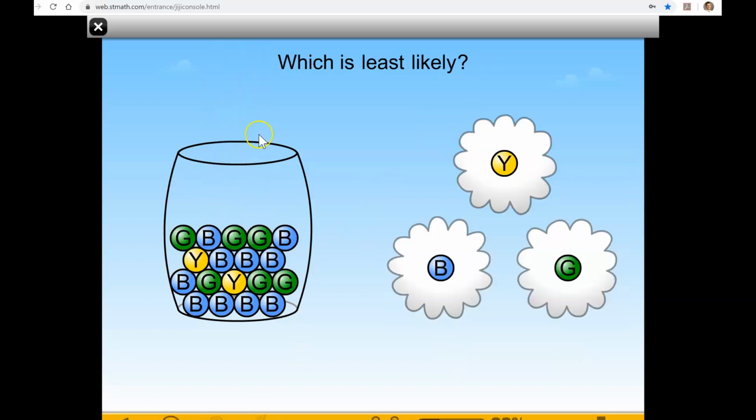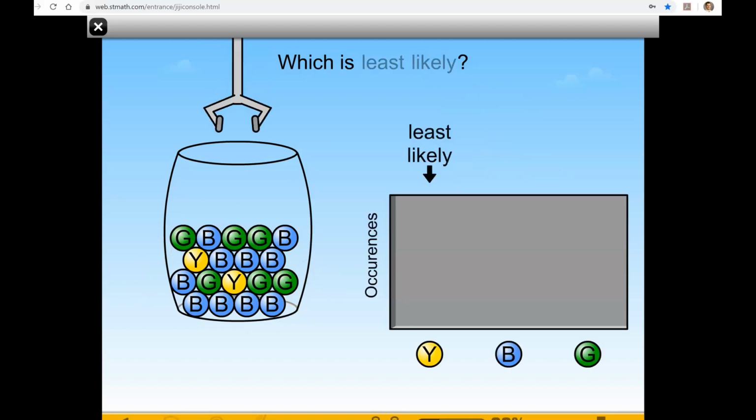Here's an example that seems a little bit more tricky, which is least likely. So you want to pick the marble that pops up the fewest times. And so Y only pops up twice. Green you see pops up 6 times. Blue is a lot more than that. So least likely would be Y, another way of saying improbable.